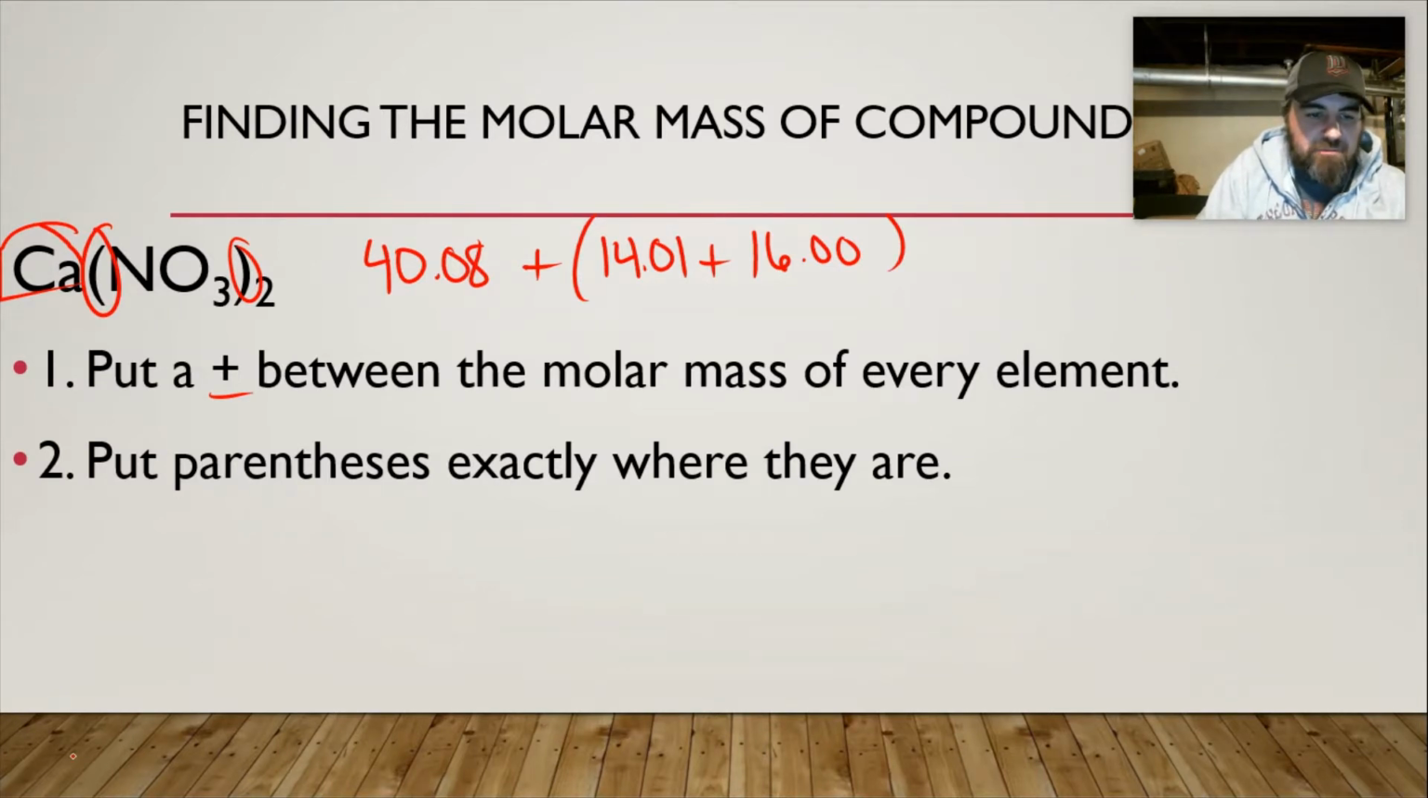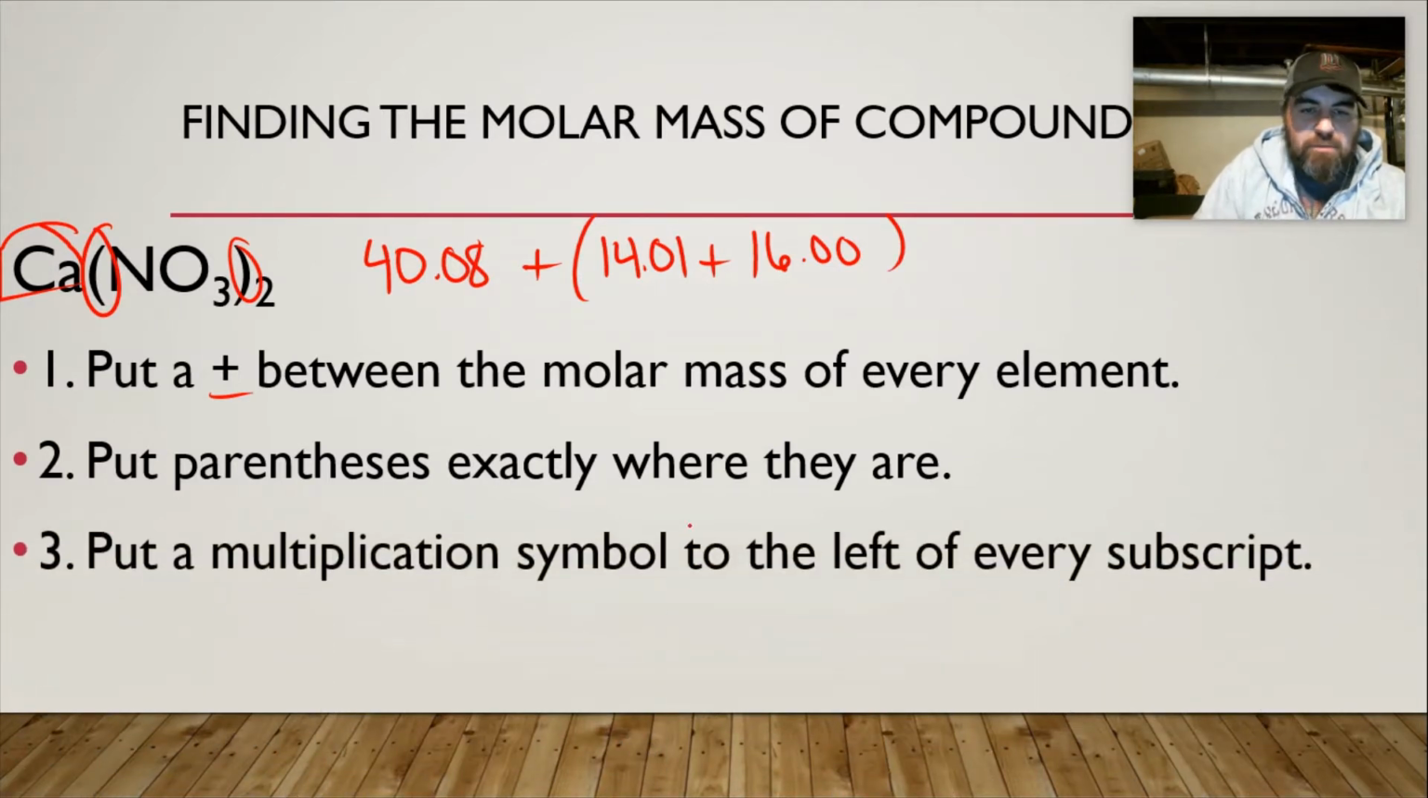Okay, step 3, put a multiplication symbol to the left of every subscript. So here are our subscripts. There's a 3 there and a 2 there. So to the left of the 3 would be between the O and the 3. So we put a times 3. Okay? To the left of the 2 would be to the right of the parentheses. So we put times 2.